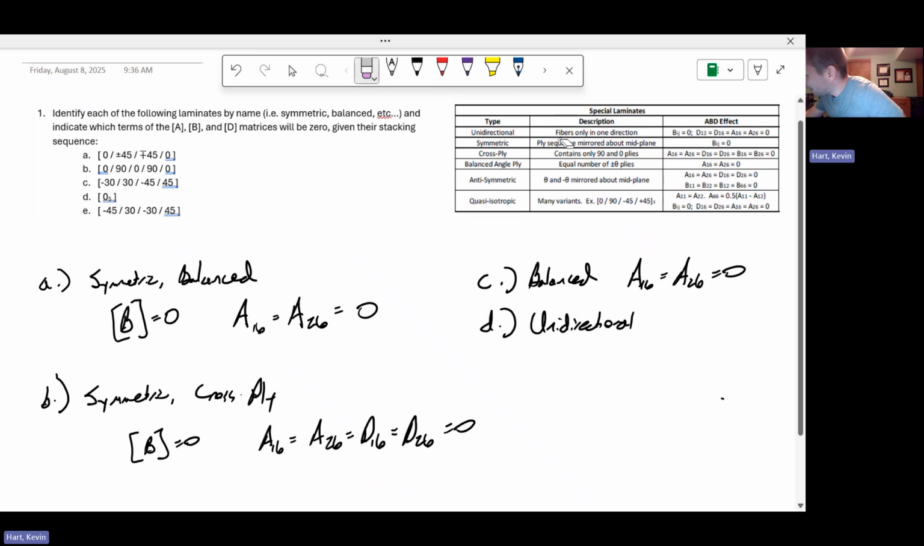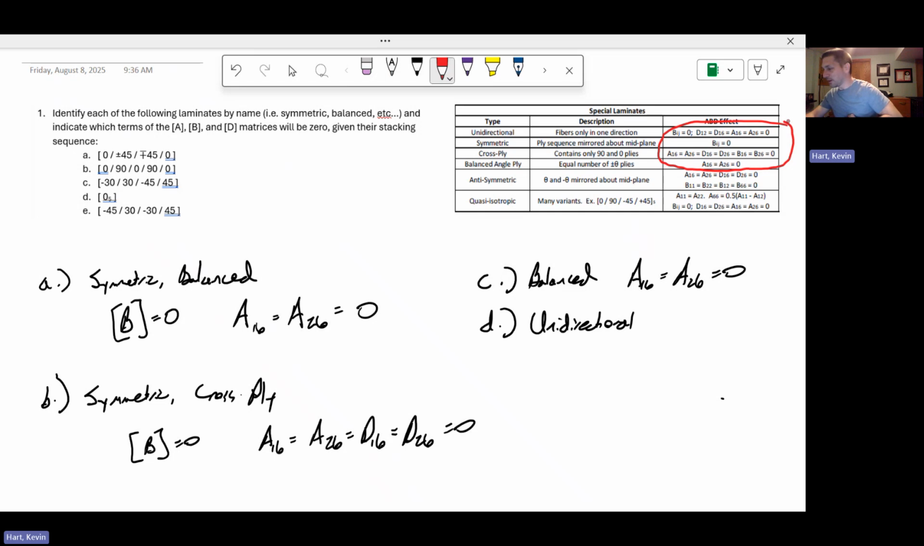You could classify it in many, many ways. All of these definitions fit for a unidirectional, right? So a unidirectional composite is symmetric, it is cross ply, it is balanced, it is an angle ply. Basically all of these things hold true. Anything that you see here is going to be true for a unidirectional composite. All right.